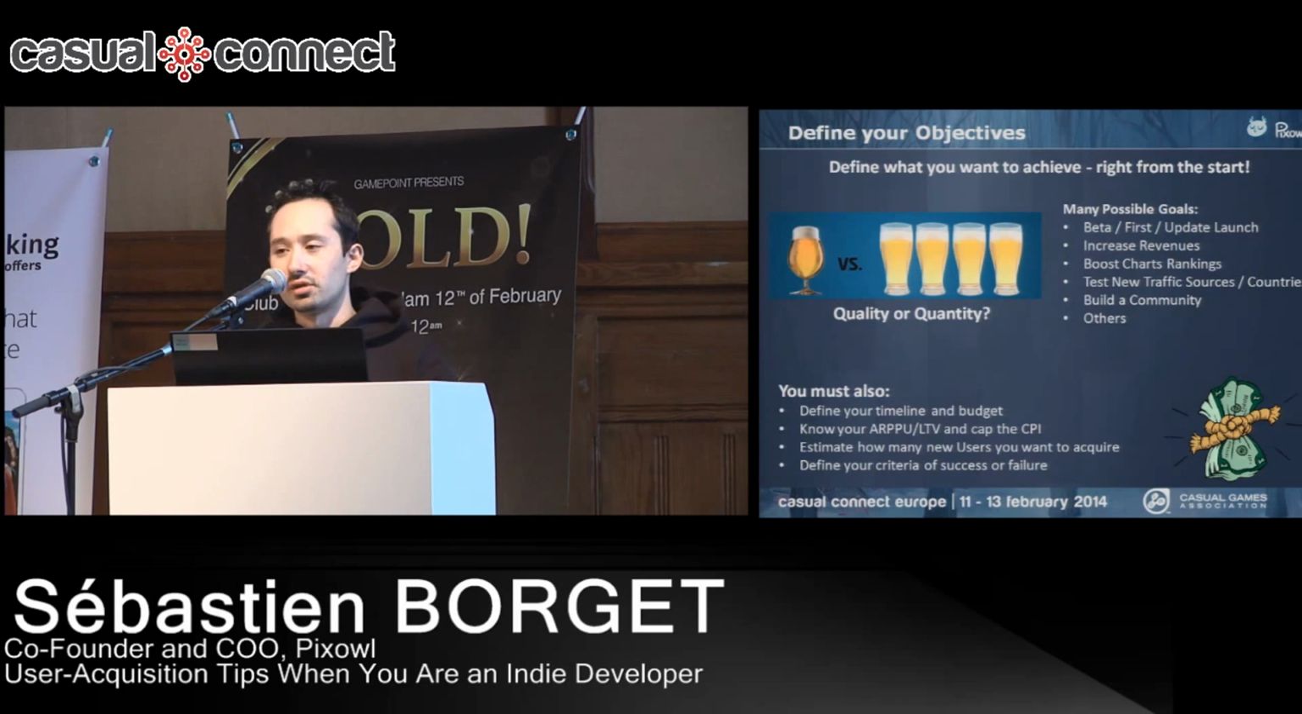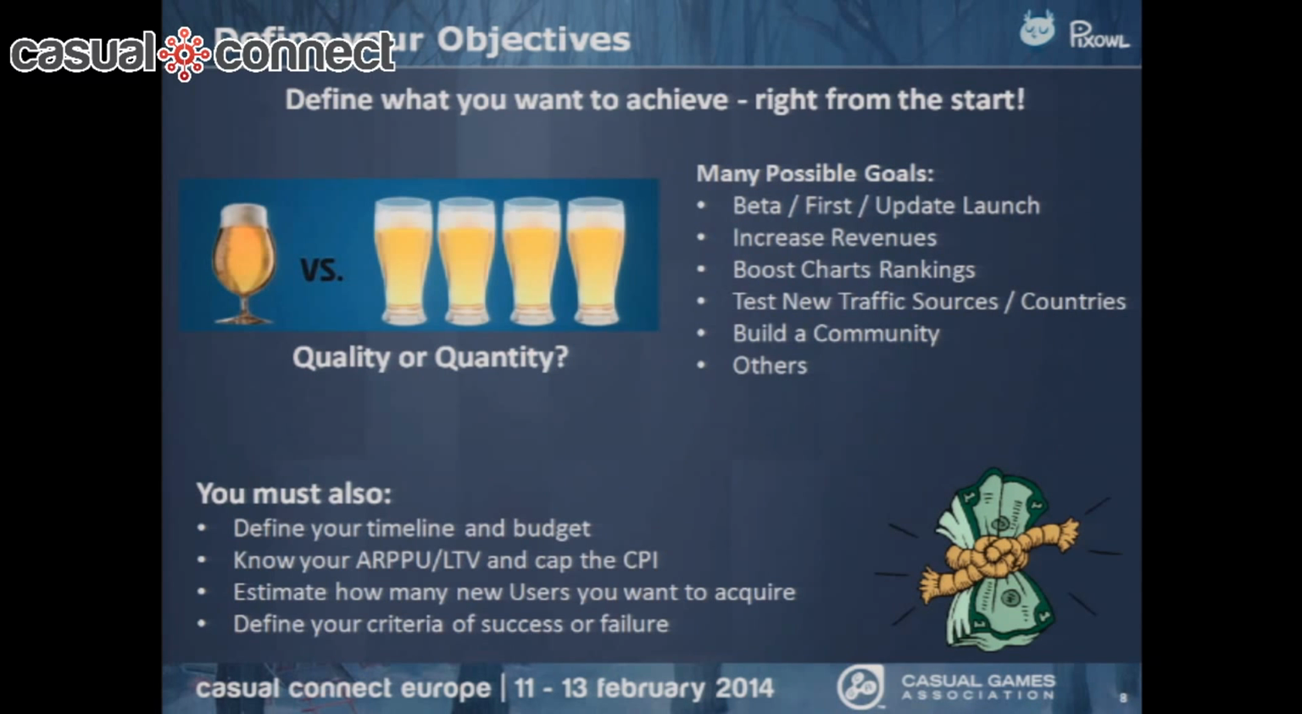So when you run a user acquisition campaign, the first thing you have to think about is what you want to achieve and what your criteria of success or failure are. This depends a lot on your goal. What are you doing right now? Are you launching the game in a beta to a small community? Is it your main game launch, or are you just updating the app? Do you want to increase revenue, build a community in a new country, a new geography you haven't reached before? Just try to get in the top rankings, or many other possibilities.